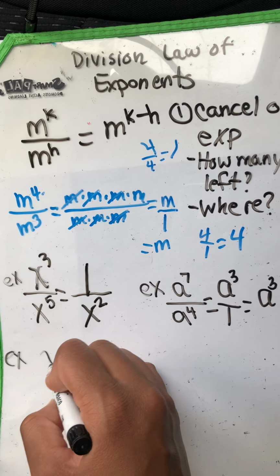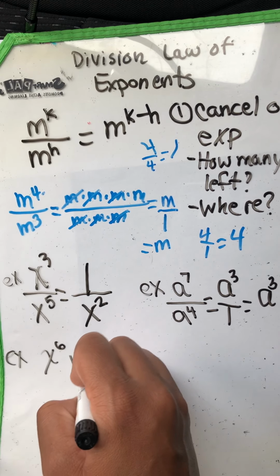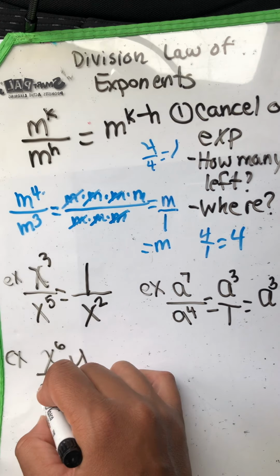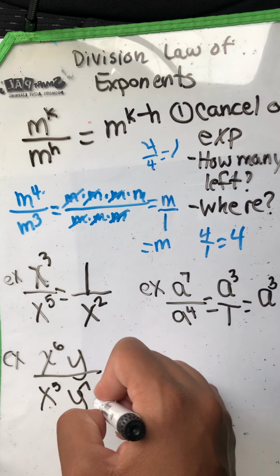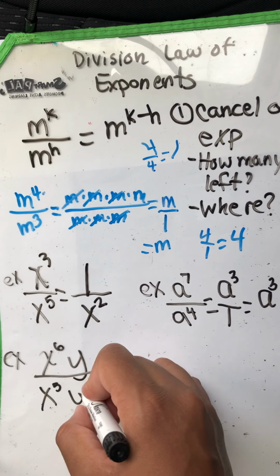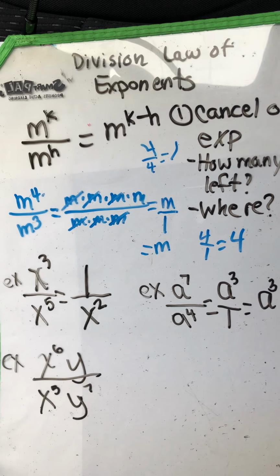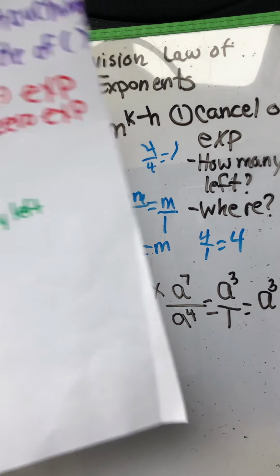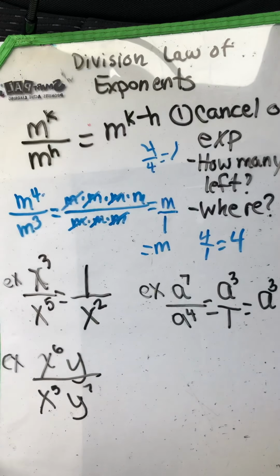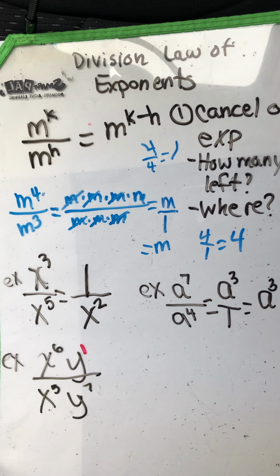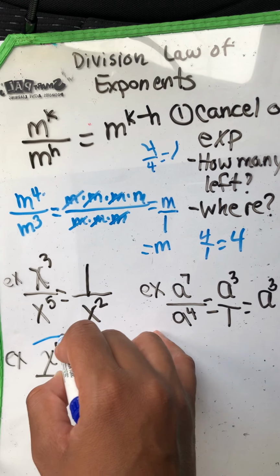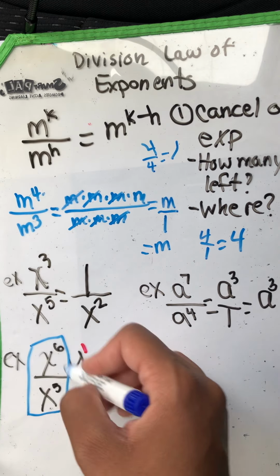I'm going to combine. I'm going to say x to the 6, y, over x to the 5th, y to the 7th. Sorry, that 7 looks wacky. So I'm going to notice that I'm actually missing an exponent, which if I look at my order of operations, I need to do placeholders, right? So we're going to put a 1 exponent on top of that y. And that's going to help me understand the problem better. So look at the x's. The x's have nothing to do with the y's, so ignore the y's for a second, and pretend like I gave you just the x's.